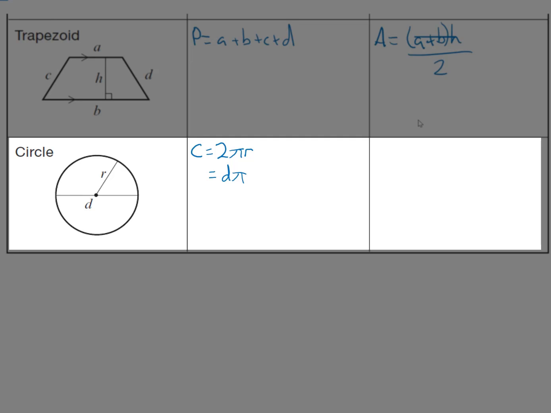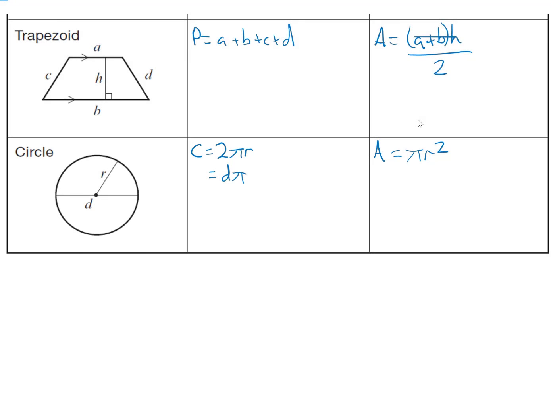Next, we need to figure out the area of a circle. If you don't remember, it's just pi r squared is the area of a circle. So there's the rest of your formulas. Make sure you have those done and copied so that you can use them when we go on to our examples up here.